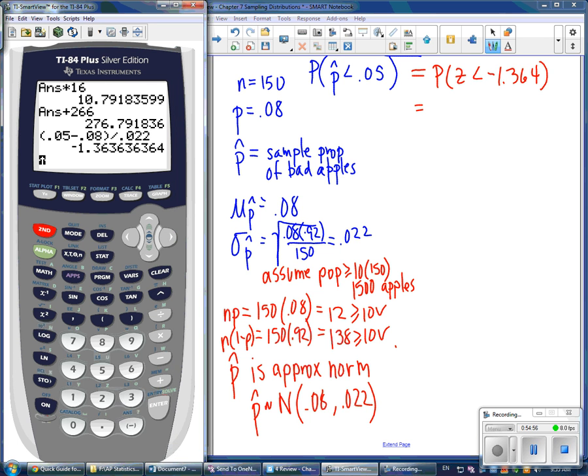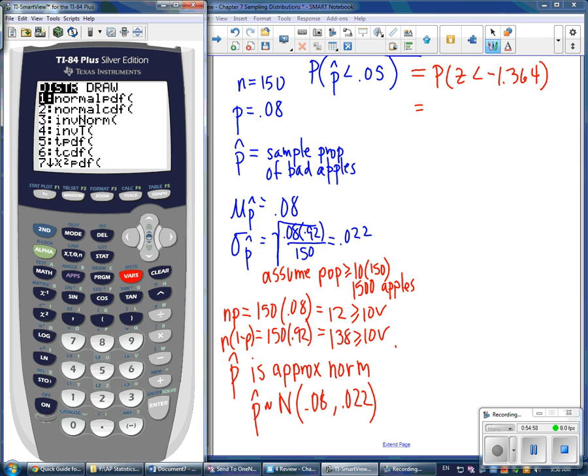Let's actually do this because I rounded differently on my paper. So if I do my normal CDF, my lower bound is negative infinity. That's actually on my calculator already. My upper bound, I'll go ahead and use my p-value this time. So if I say 0.05 is my p-value, or my p-hat value.